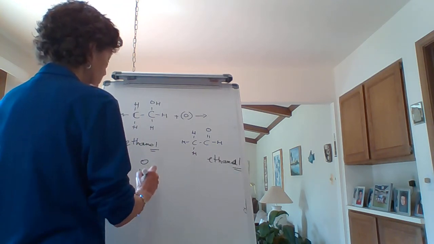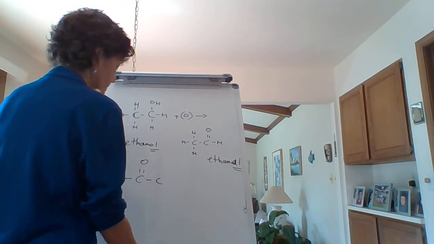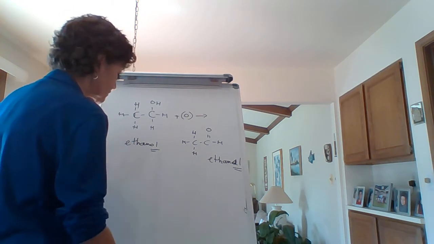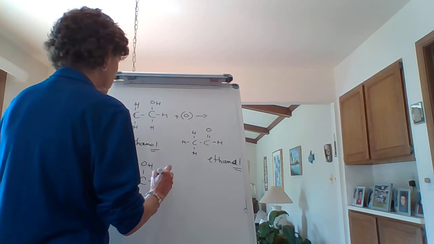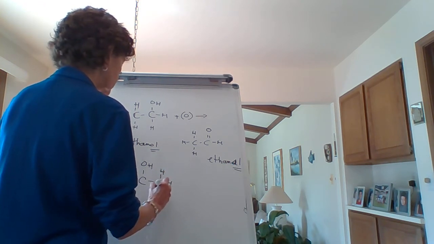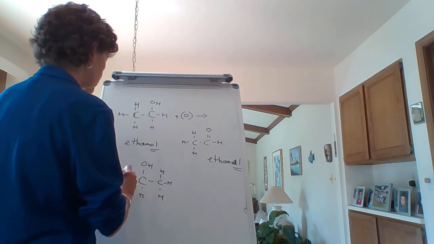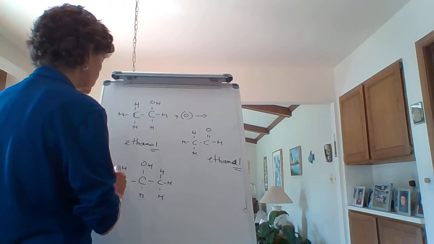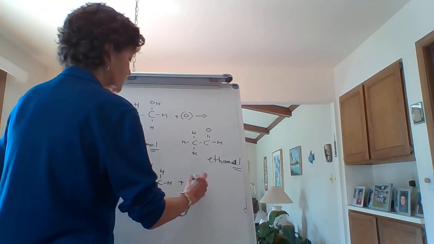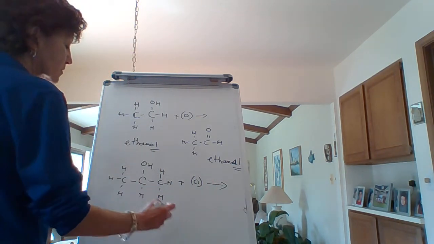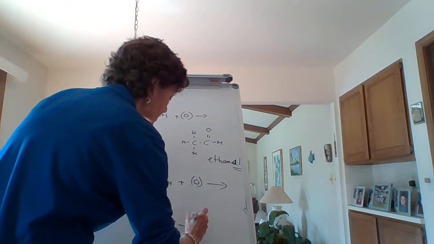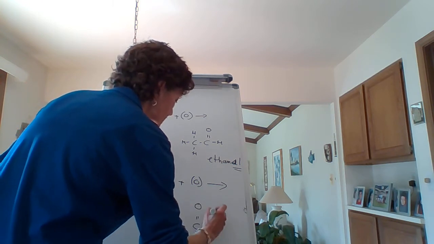For a ketone, let's start off with a secondary alcohol. Here's your secondary alcohol, just like we did in the previous videos. And throw in some oxidizing agent. Remove this H and this H. And you end up with a ketone.